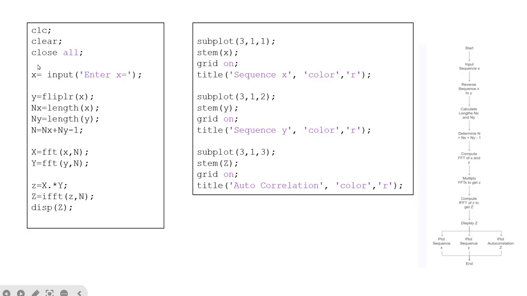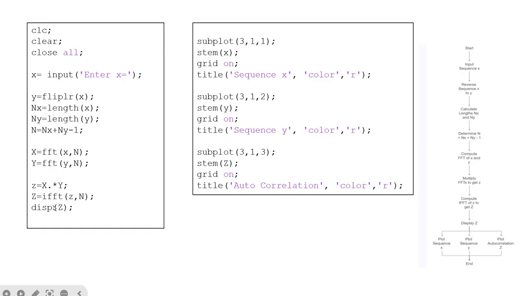You should be careful because MATLAB is case sensitive. So here small x was our input sequence, and small y was our flipped sequence. Now we want to find the Fourier transform of that, for which we are using capital X and capital Y. Capital X is nothing but the fast Fourier transform of the small x. You should be very careful here.